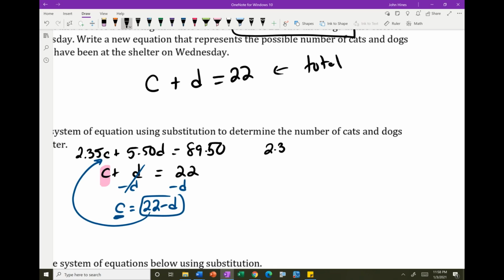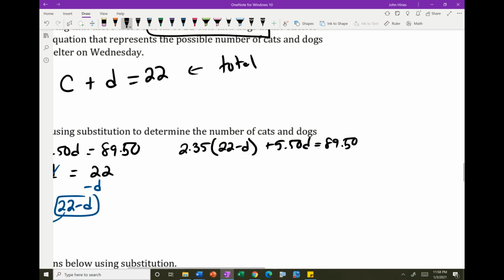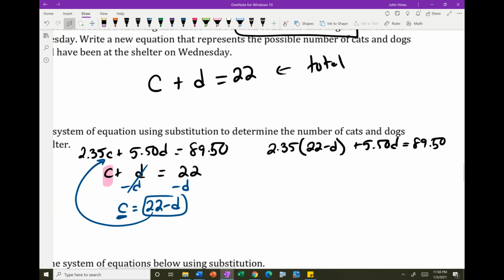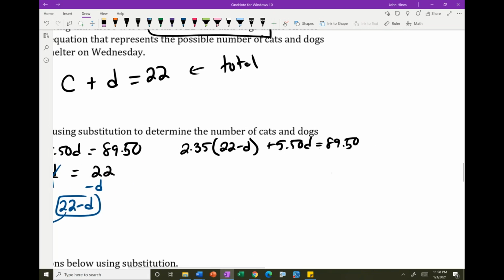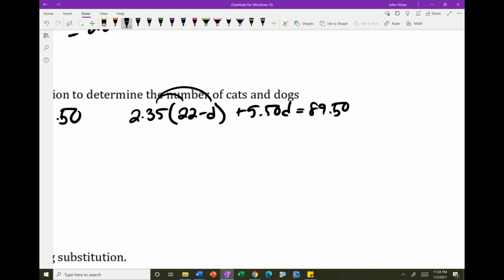This equation just looks messy because of all the decimals: 2.35 times (22 minus D) cats plus 5.50 dogs equals 89.50. So now I have an equation with just one variable because I did that substitution. Sometimes you've got to kick a variable over to the other side through subtraction to actually do substitution here. So now I'm going to distribute. I'm going to pull out my calculator here so I don't make any arithmetic mistakes.